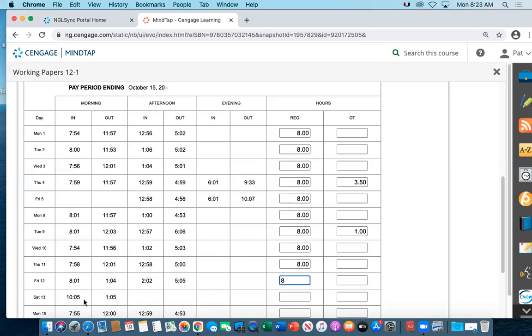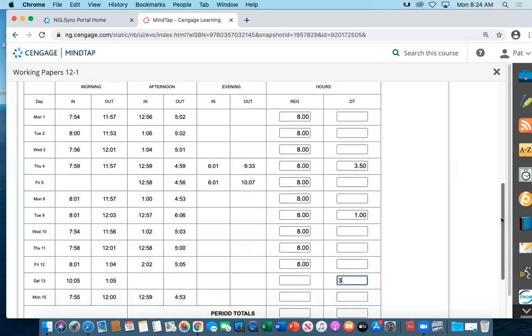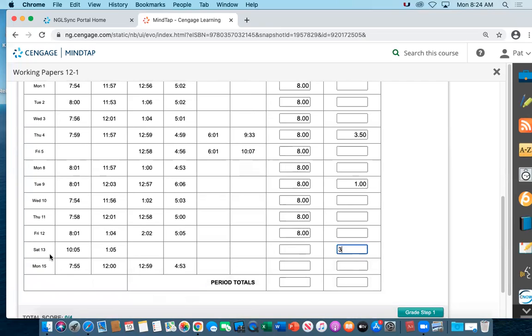Saturday, they came in and worked from 10 to 1. So that's 11, 12, 1. That's 3 hours. A regular work week is 40 hours. 8, 8, 8, 8, 8. So these are 40 hours, and any hours over 40 are going to be in the overtime. So this 3 is overtime when they came in on that Saturday. They don't usually work Saturday, apparently, in this company. And then 8 hours on that day.